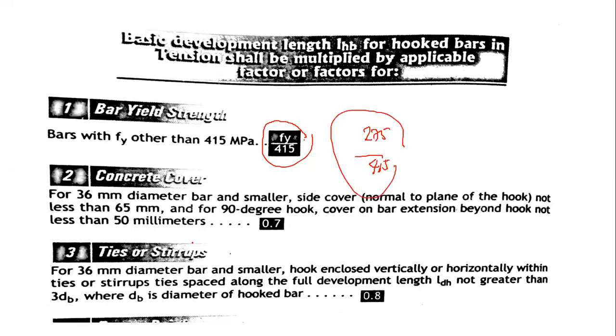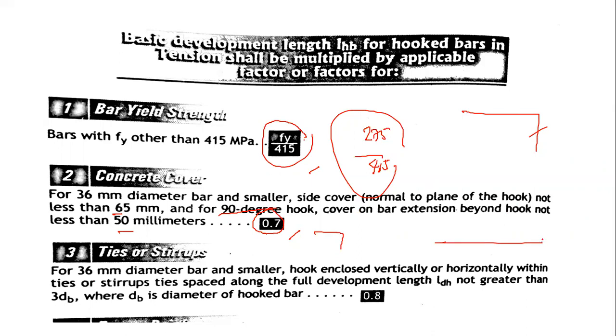Then specific also for concrete cover, for 36 diameter bar and smaller, side cover, normal to plane, not less than 65, or meaning concrete cover could be 65 or greater, and for 90 degrees hook, cover on bar extension beyond hook not less than 50 millimeters. Sa mga 90 degrees na hook, mga ganun. Multiply ng additional na 0.7. So aside from this factor, there will be an additional factor here. That is for hook. Yung mga hook lang na sinasabi ko.